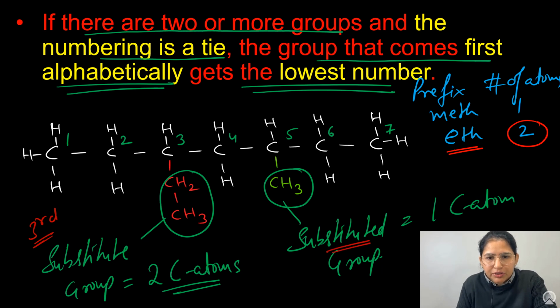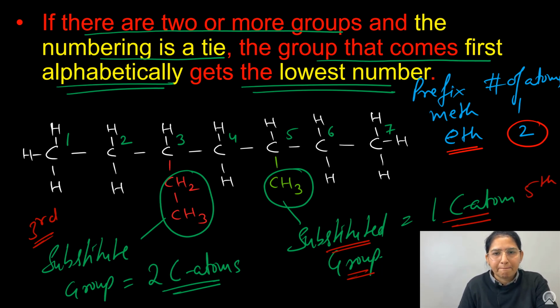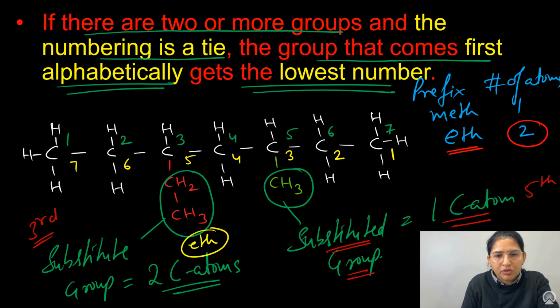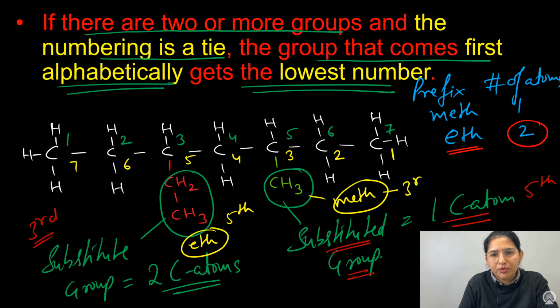While the other substituted group, which has only one carbon and should be written as methyl, is at the fifth position. Now let's say we do the numbering from the opposite side, from the right-hand side: 1 2 3 4 5 6 7. By doing this, our ethyl substituted group is going to have the fifth position, while the methyl one is going to have the third position.